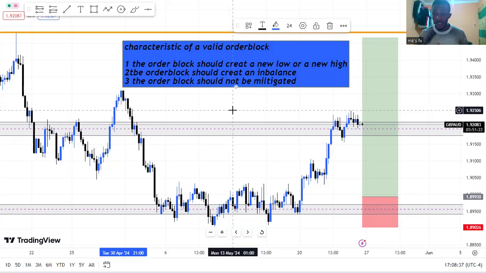Now, a lot of you will be asking what is an imbalance. We have a balanced market and an imbalanced market. Now, some people are going to call this imbalance a fair value gap.